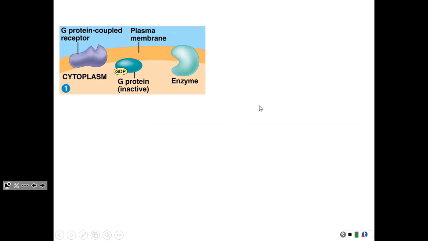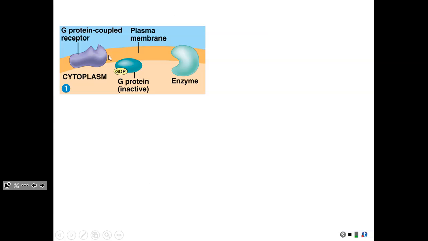Let's talk a little bit about what happens when one of those receptors binds its specific signal. Different kind of cartoon here. The protein we had been looking at on the previous slide now is shown as something like this.